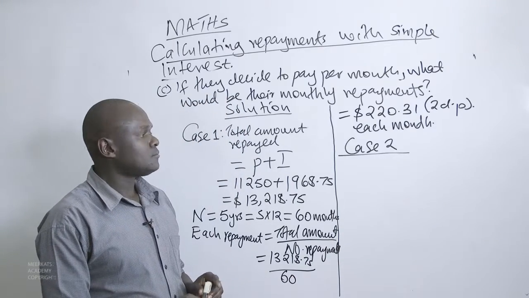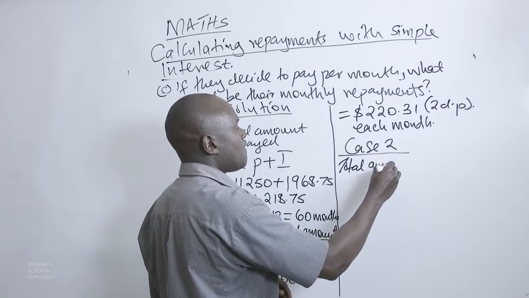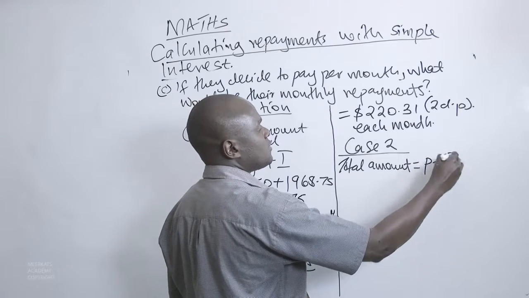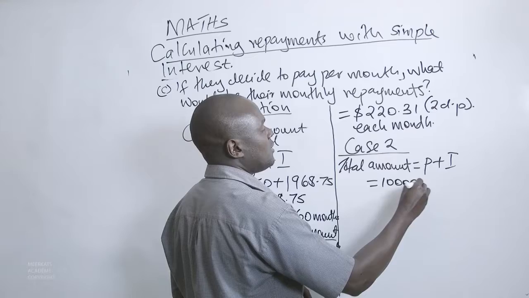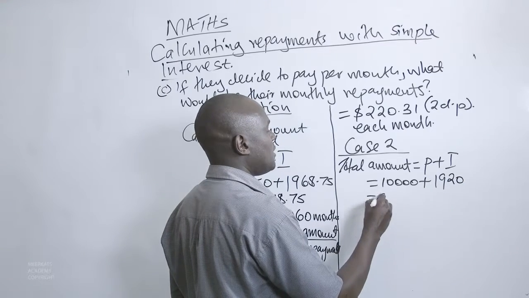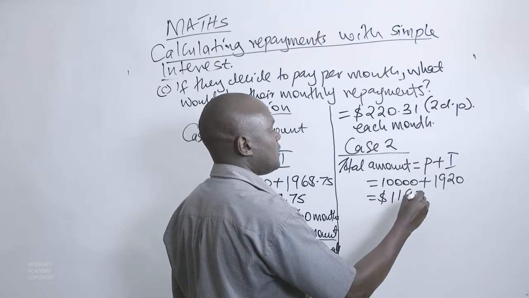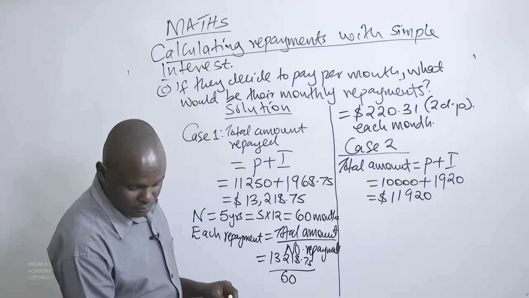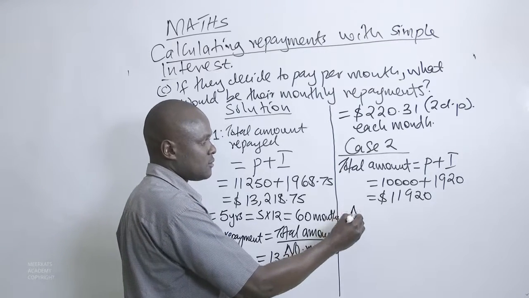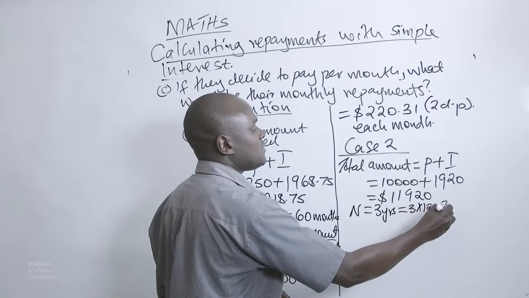And in the second case, the total amount will be equal to the sum of the principal, in this case, plus the interest, and the principal is $10,000 and the interest accrued is just $1,920, giving us an amount of $11,920. The duration in this case is 3 years, and this is the same as 3 times 12, giving us 36 months.